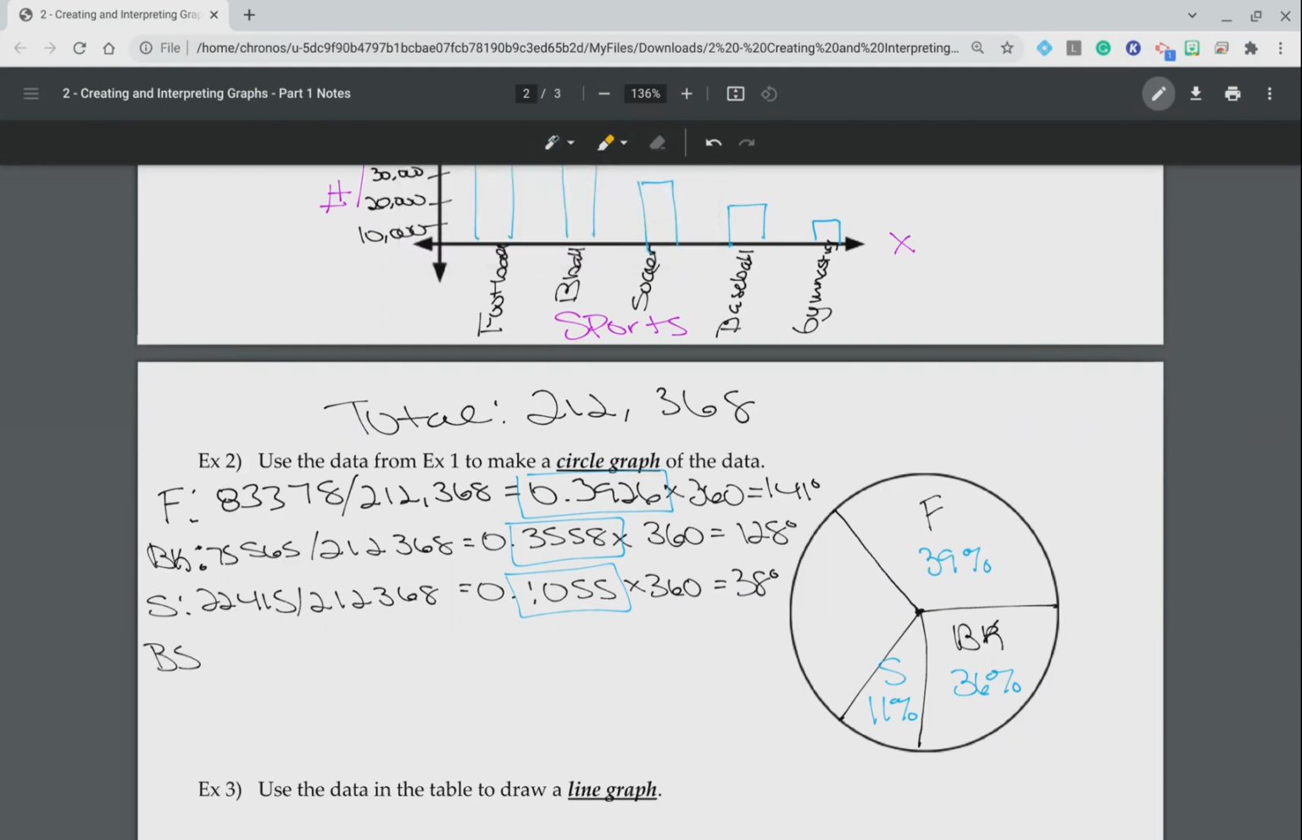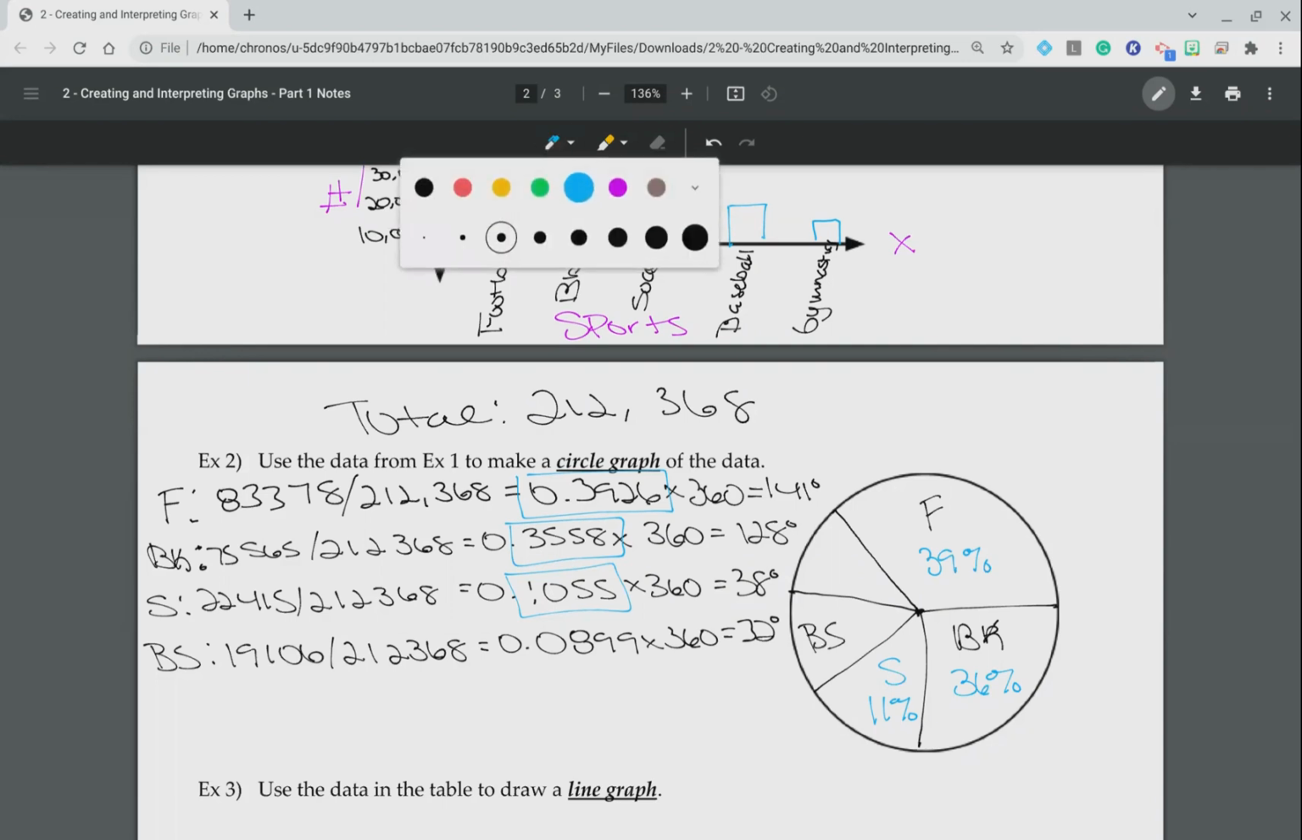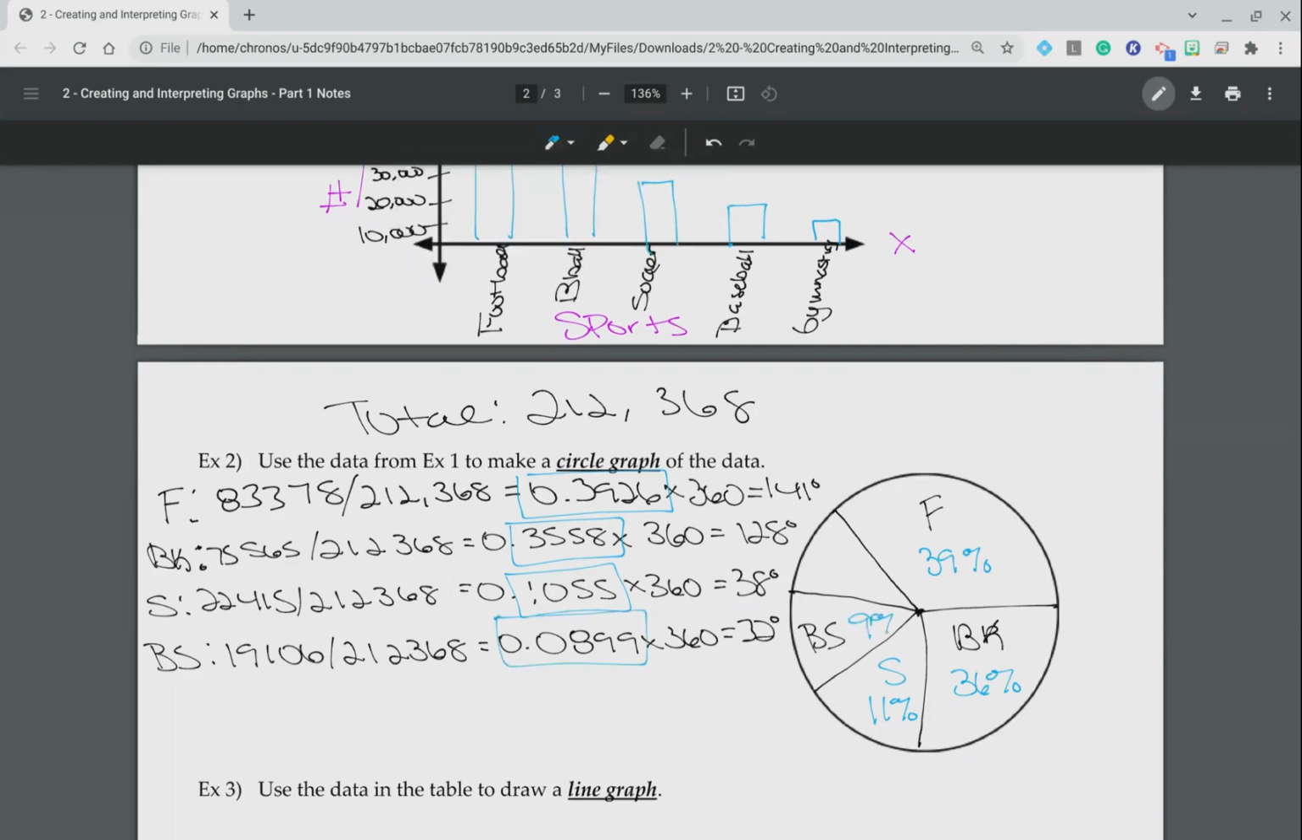All right, now we have baseball that had 19,106 injuries. Divide that by the total. And I got 0.0899. Multiply that by 360, since there's 360 degrees in the circle. And I got 32 degrees. So just a little bit smaller than soccer. I'm going to make this a little bit bigger, so it should be about the same size. And here's my percentage. So I'm going to say about 9%.